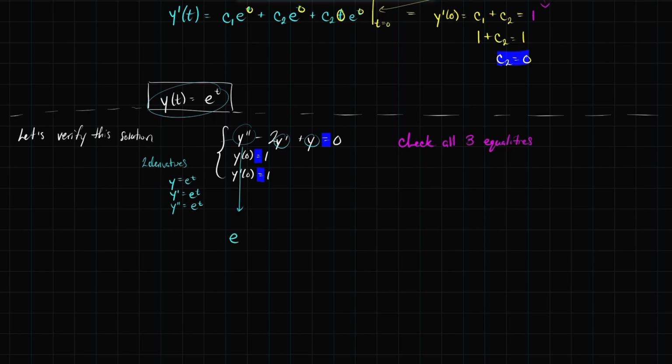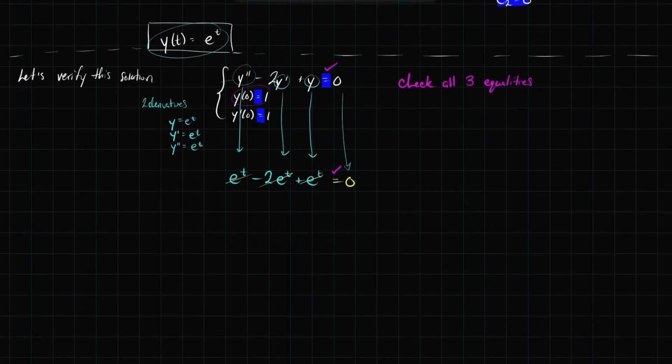And what I'm left with is e to the t minus two copies of e to the t plus e to the t. What happens when I add these all together? Well, I have two negatives, two positives. This is equal to 0. What did I want it to be equal to? 0. So there, I've checked the first equality.